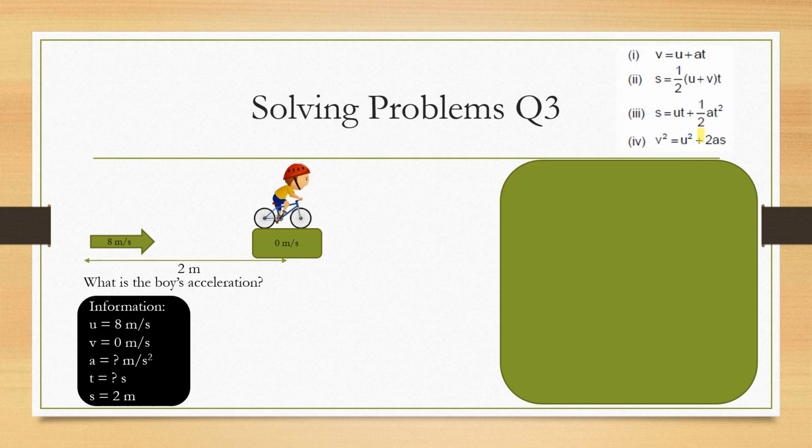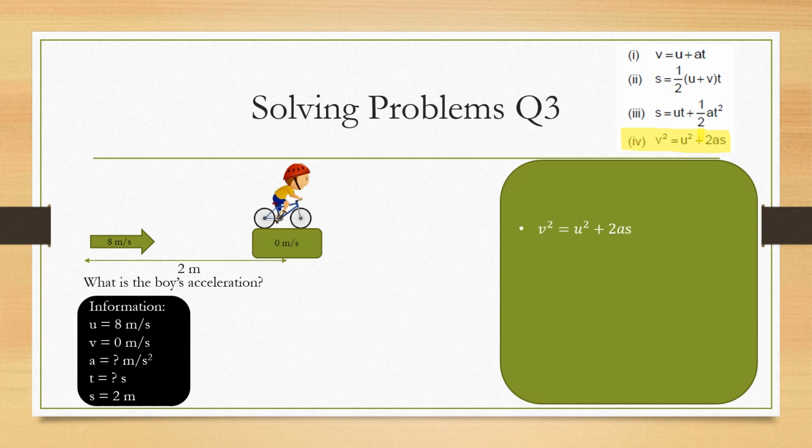So which equation should we choose? We want to find the acceleration. It's either equation 1, 3, or 4, but we don't have the time. So equations 1 and 3 cannot be used. So the answer is we need to use equation 4.